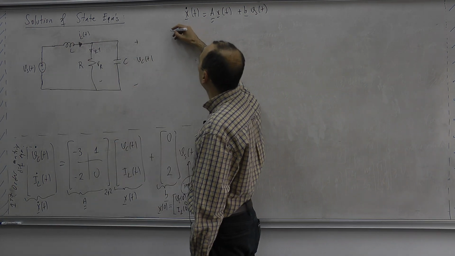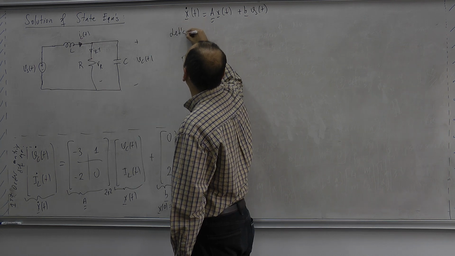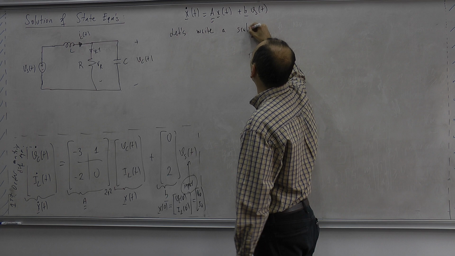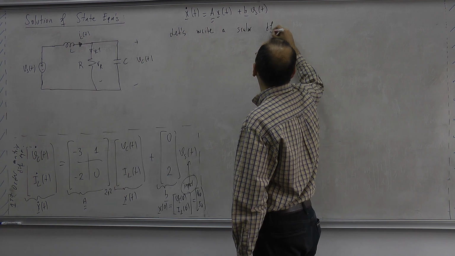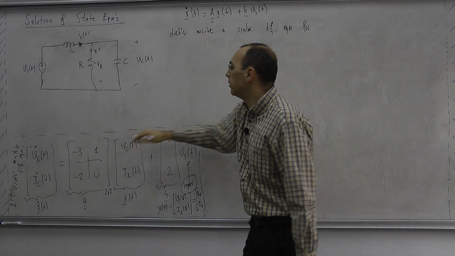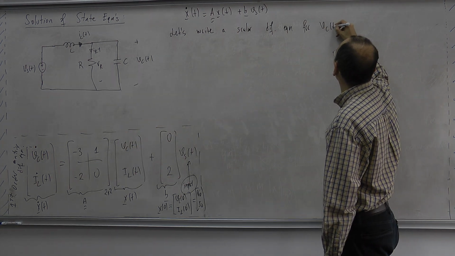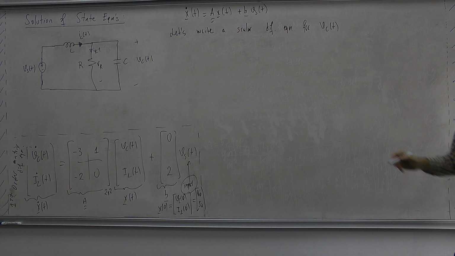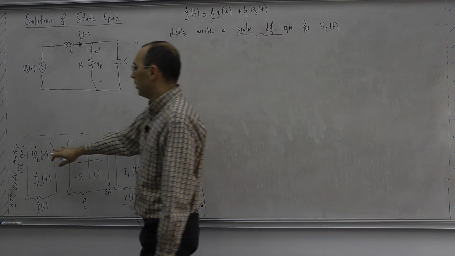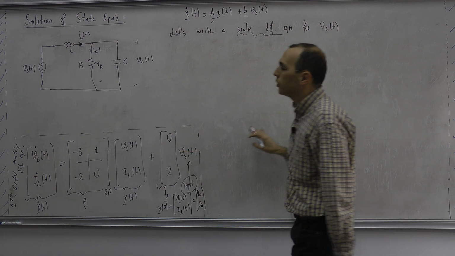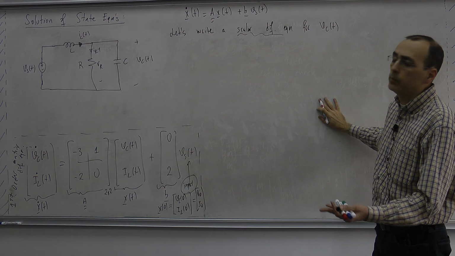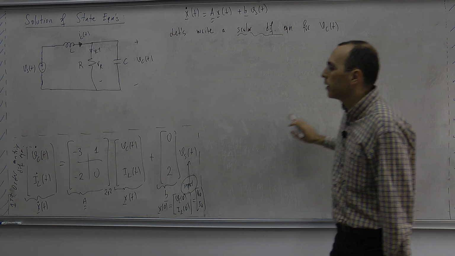Now I would like to write a scalar differential equation for one of these state variables. So let's select Vc of t. What's the meaning of the scalar differential equation? Well, I should be writing a differential equation only in Vc. I don't know the order of the differential equation, but it will probably be 2. So how can I do this?